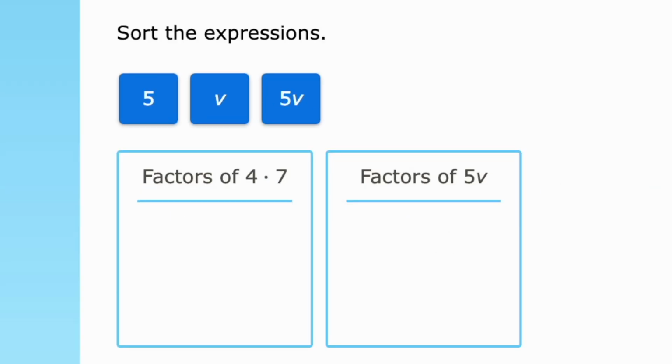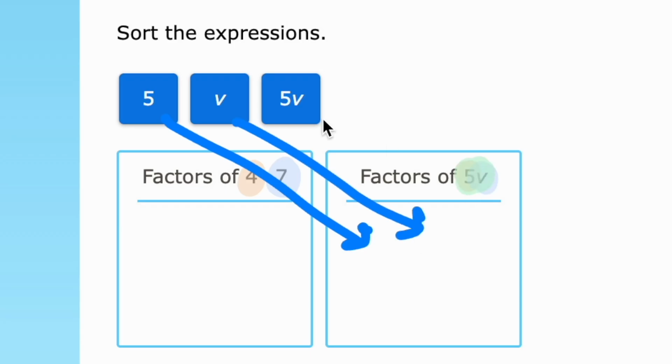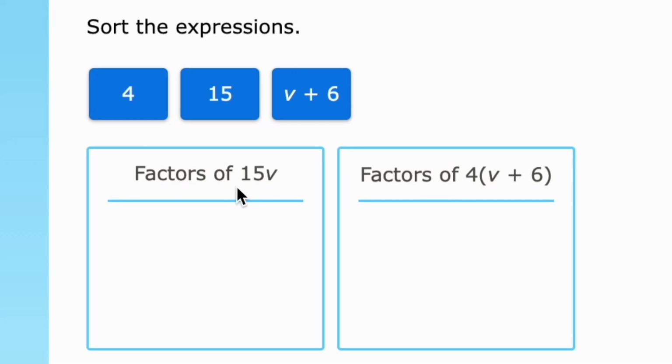Next, we can start looking at the factors of 4 times 7, which should be 4 and 7. We don't see any of those options, so let's look at the factors of 5v, which should be 5 and v. Next, we can start looking at the factors of 15v, which should be 15 and v. Next, we should look at the factors of 4 times v plus 6, which should be 4 and v plus 6.